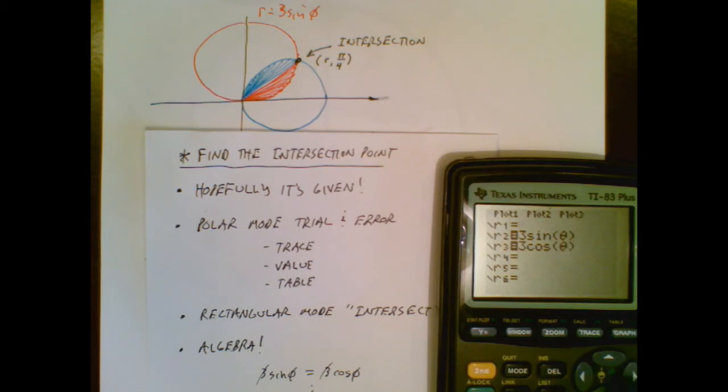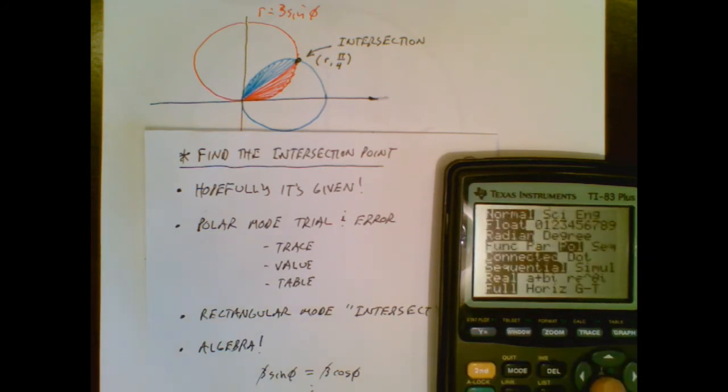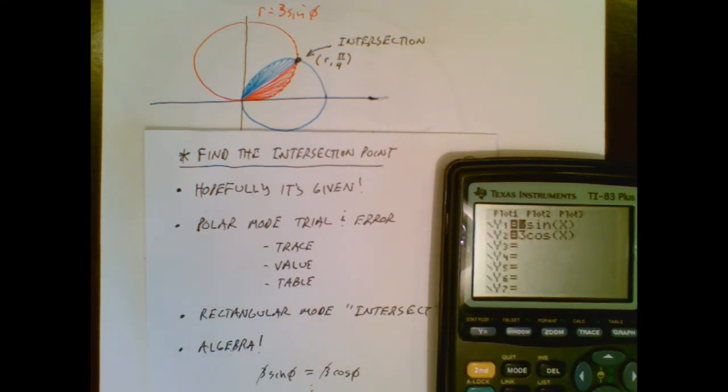For example, I'm going to go to the function mode. And now what I'm going to do is take my two equations and just see where they intersect on function mode. I might have to reconfigure my window. Let's find out. There's one of the curves. There's the other curve. They're intersecting.